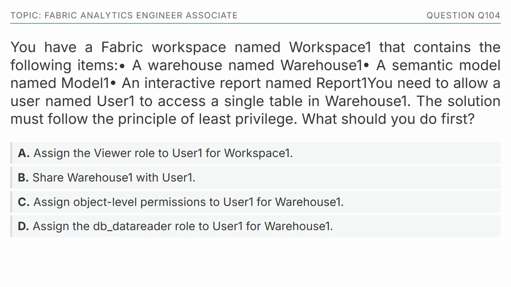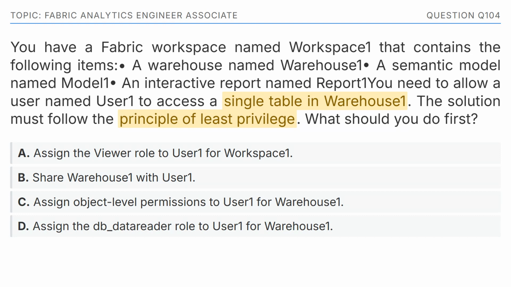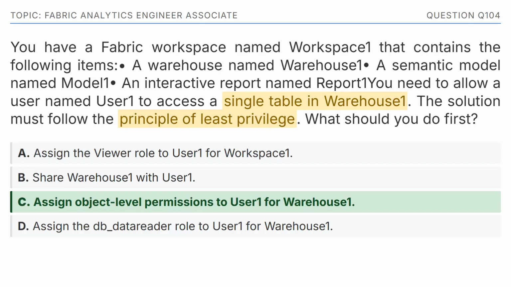The options are: Option A, assign the viewer role to User 1 for Workspace 1. Option B, share Warehouse 1 with User 1. Option C, assign object-level permissions to User 1 for Warehouse 1. Option D, assign the DB_DataReader role to User 1 for Warehouse 1. To arrive at the correct answer, we focus on the keywords: single table in Warehouse 1, principle of least privilege. The correct answer is option C.